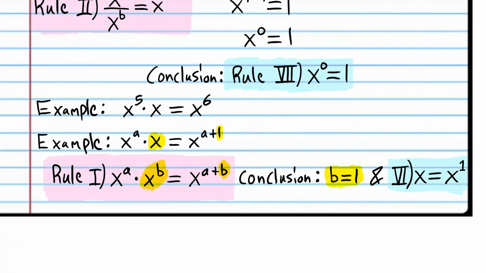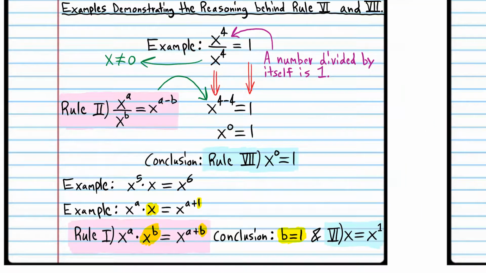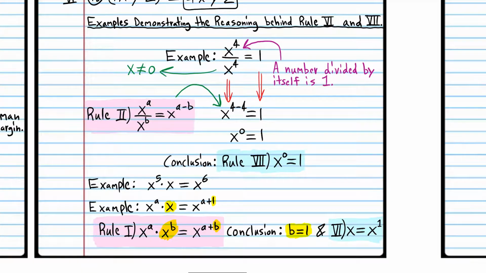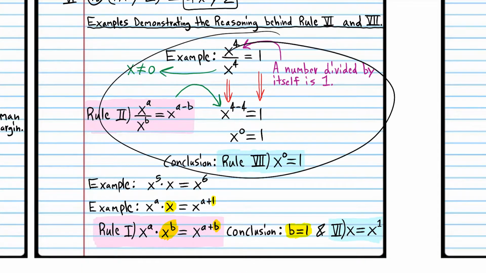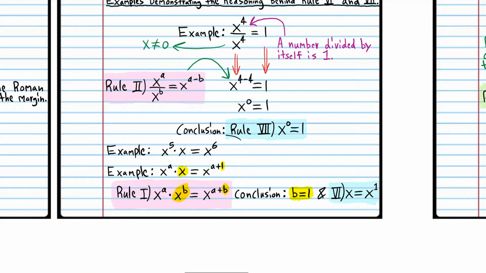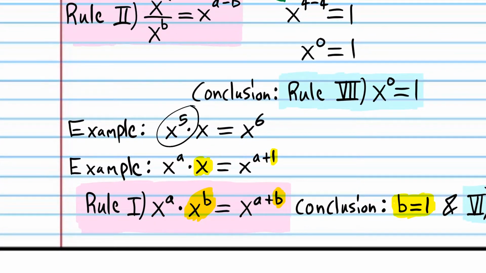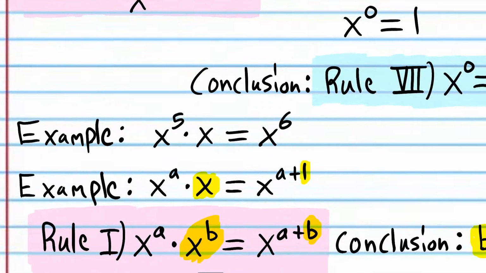Okay, so now we go to some reasoning behind rule number 6. Okay, we're talking about the reasoning behind rule number 7 and the reasoning behind rule number 6. So let's give an example here. Let's say you multiply x to the 5th power by x. Okay, x to the 5th power times x.